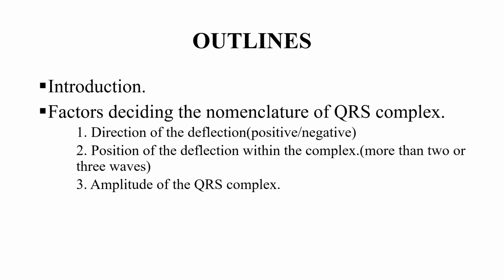I am going to discuss the following outlines. Introduction, factors deciding the nomenclature of QRS complex. First one, direction of the deflection. Second one, position of the deflection within the complex. Third one, amplitude of the QRS complex.